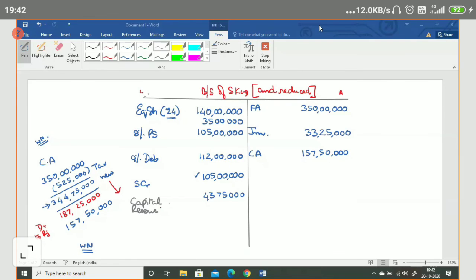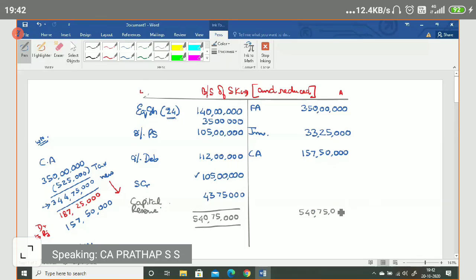Okay, guys, tally it. 540 lakhs 75,000. Correct. All of you are getting it, guys.